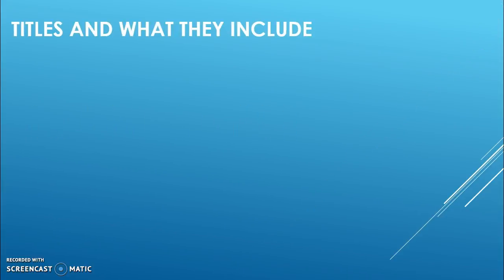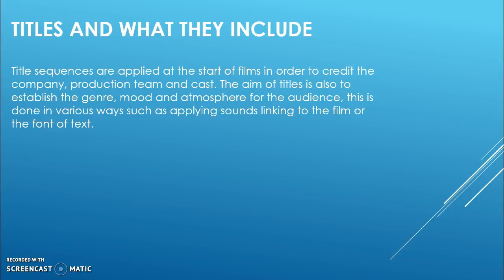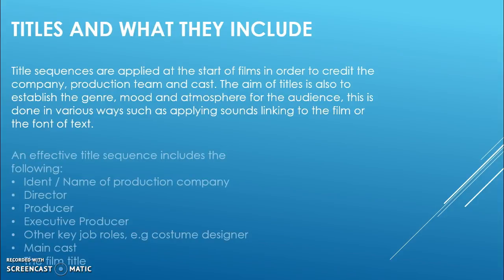Titles in film. Titles and what they include. Title sequences are applied at the start of films in order to credit the company, production team, and cast. The aim of titles is also to establish the genre, mood, and atmosphere for the audience. This is done in various ways, such as applying sounds linking to the film or the font of text.